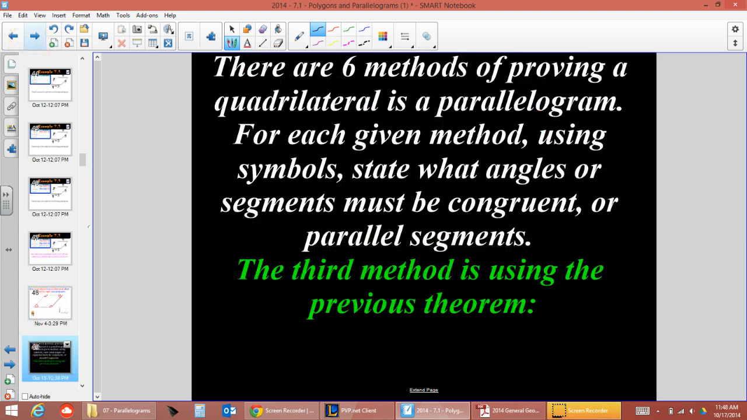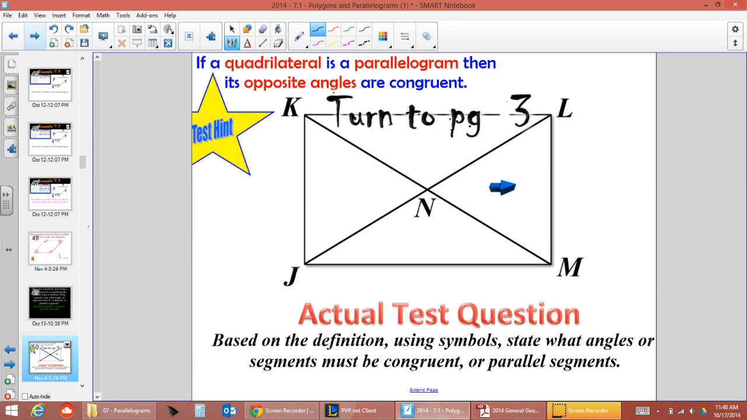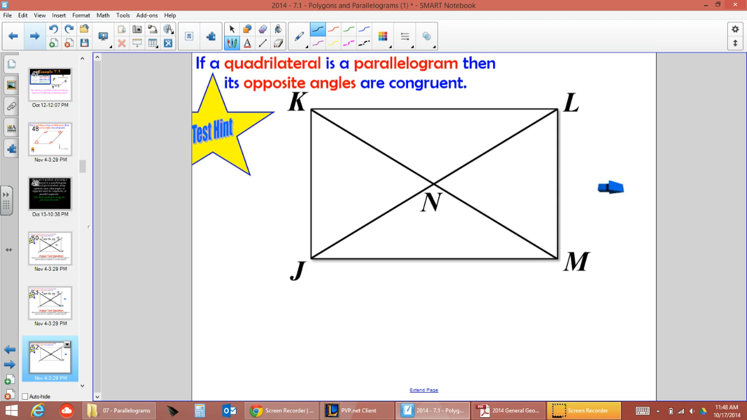So this is the third method. Okay, you've got to be able to show me symbols and mark the diagram. So I give you this picture here, and I say it's a parallelogram. Well, you've got to be able to determine which of these angles we're talking about. Notice how opposite angles doesn't mean alternate interior angles. That's not what we're talking about. We're talking about opposite angles. We're talking about the entire shape over here and this one over here. So angle K and angle M are congruent because it's a parallelogram.